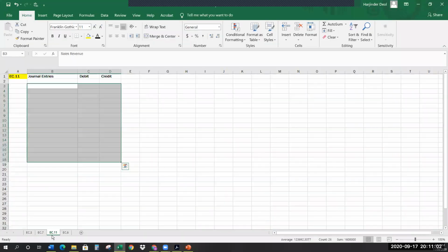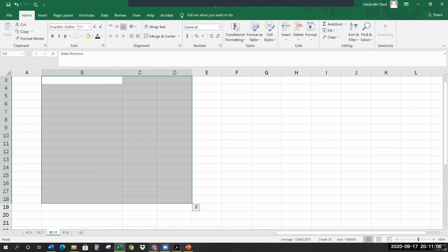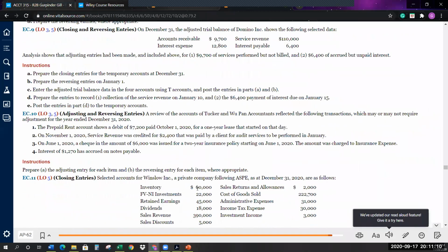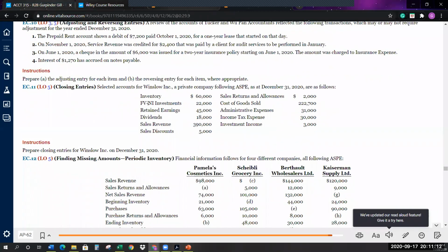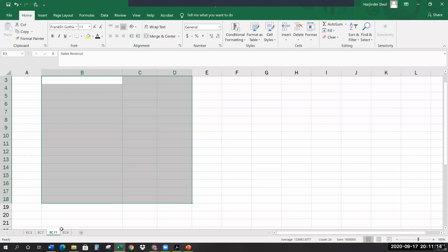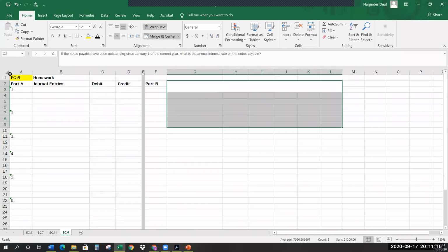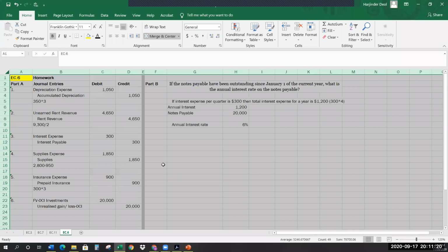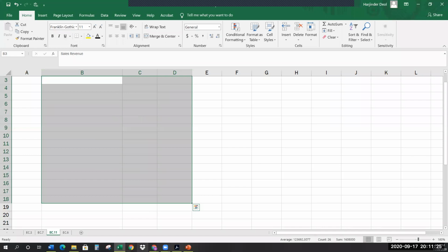All right. We are going to move to C-11. We are actually running a little bit behind, so we'll just do this. Let's see. The last one we will leave for homework for you guys to do on your own. This is more adjusting entries. Okay, C-11.